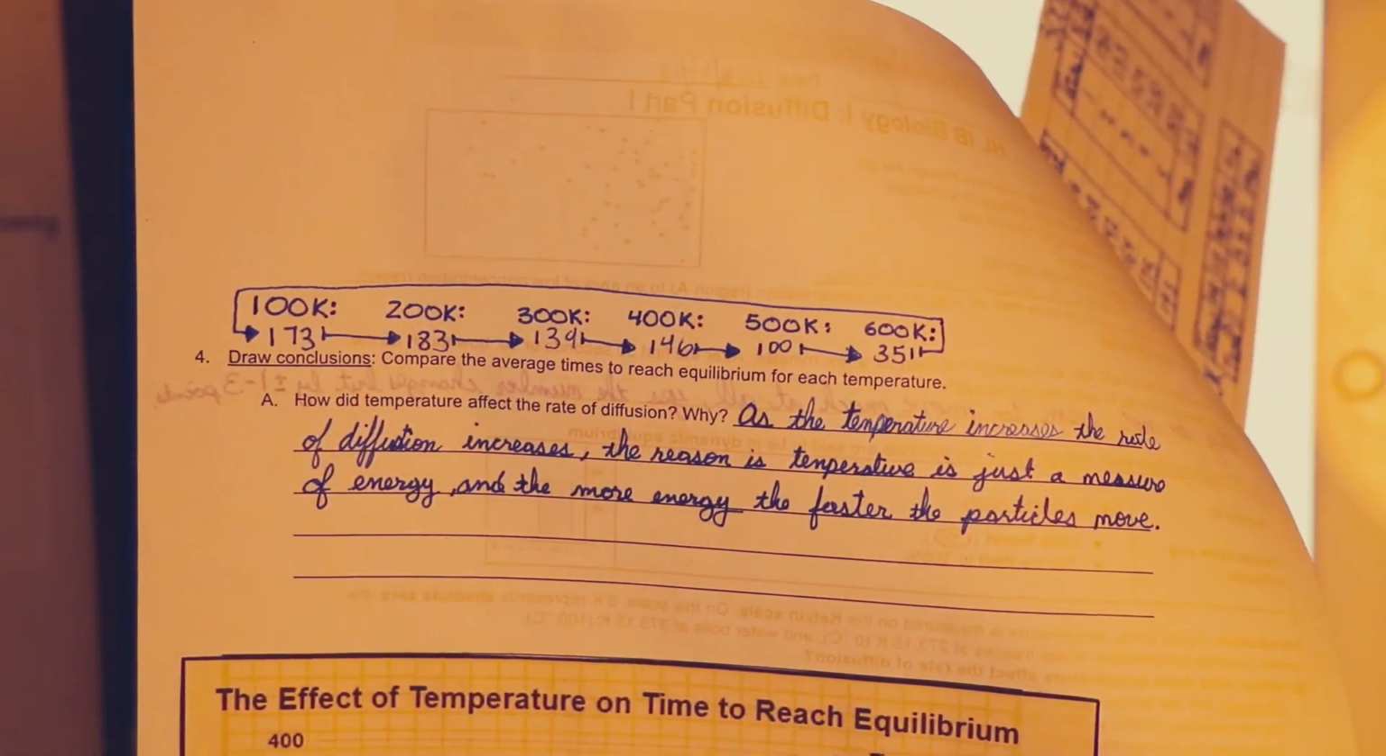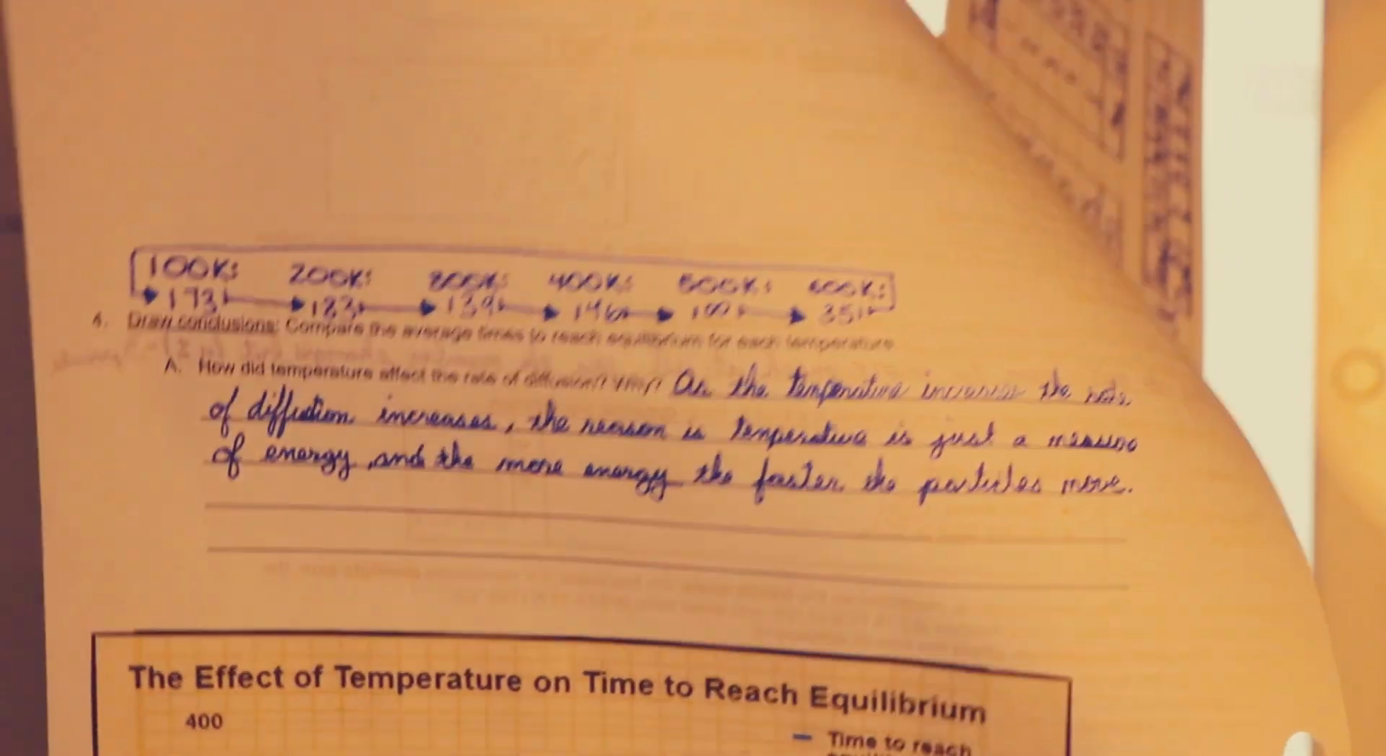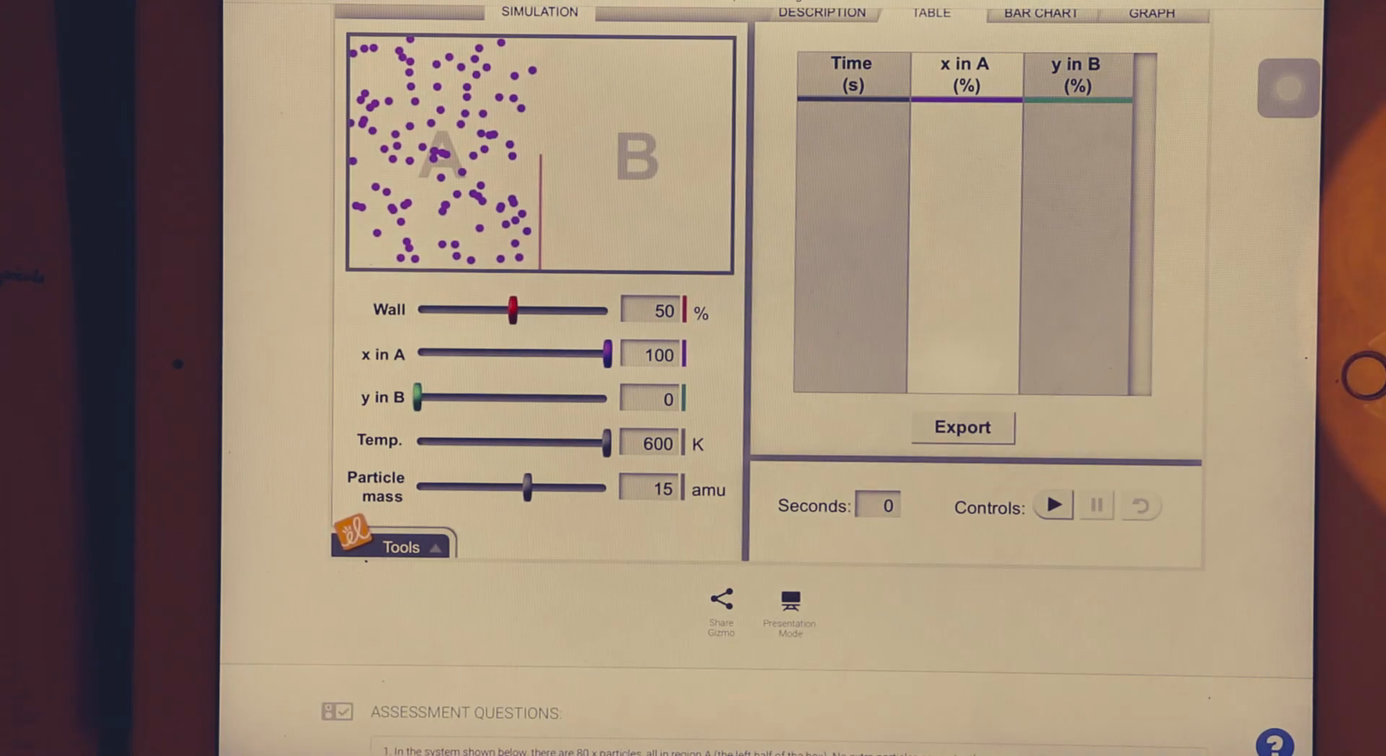So, how did the temperature affect the movement or the rate of diffusion? Now, if you think about it, as I mentioned before, the temperature is just energy. So, the more energy you put in, the faster the molecules move. And using that, you would think the rate of diffusion would be faster. And that's true. As more energy is put into the molecules, the rate of diffusion is faster.